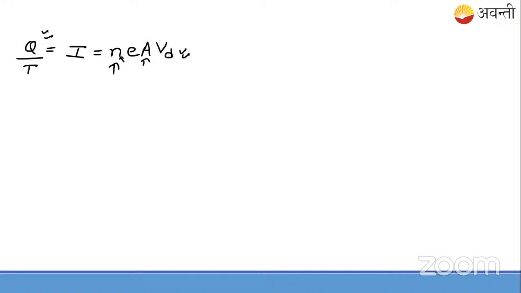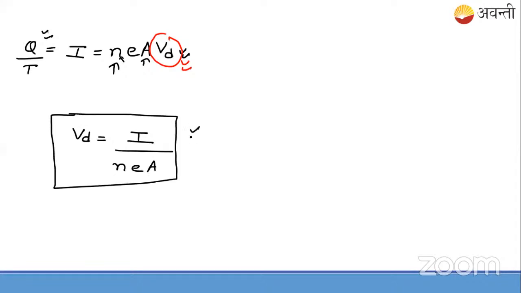Now, in this question, students, they are asking us the drift speed. So we will find this out. Drift velocity or drift speed comes out to be current upon number of charges per unit volume, electron charge and area. If I put this in a box, I get my answer very easily. Now the remaining thing is just to put in the values. This was the demand of the question.